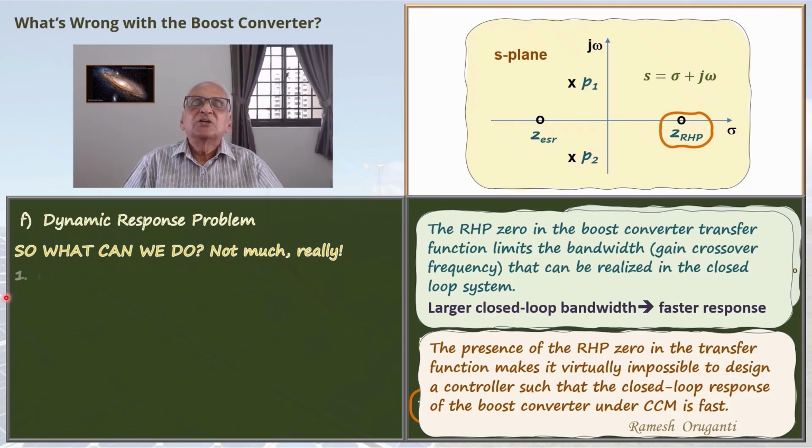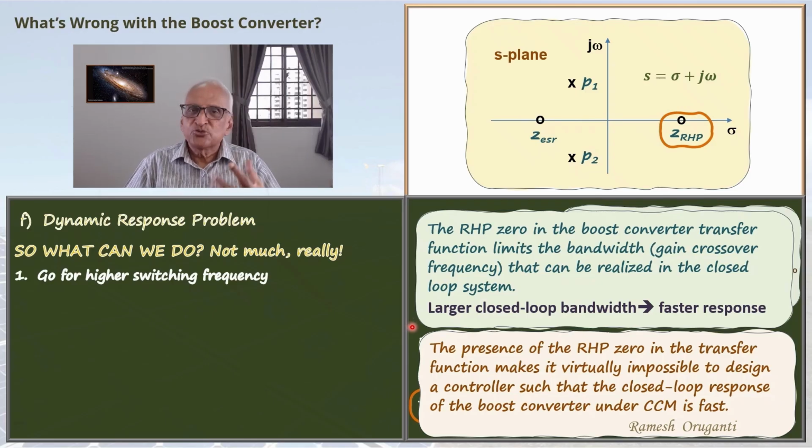One we can do is go for a higher switching frequency. Because when you talk of the speed of response, it is relative to the switching frequency. If you double the switching frequency, hopefully you can double the bandwidth you can get. There is a limitation. Obviously, you cannot keep increasing the switching frequency. The device will not permit it. The technology may not permit it. The switching losses may increase, and so on.